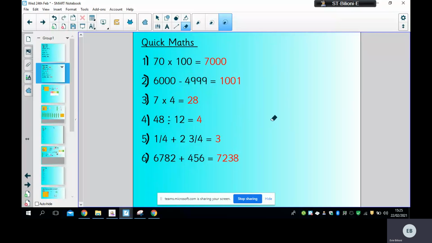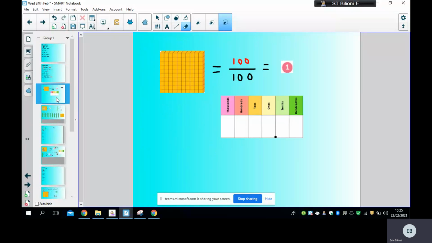So brilliant work to those of you who've done it. Well done. I hope you did really, really well. And send a message on the blog or give us an email if you get a bit stuck on those, but hopefully you should know those from our previous topics. So without further ado, let's start with our decimals.